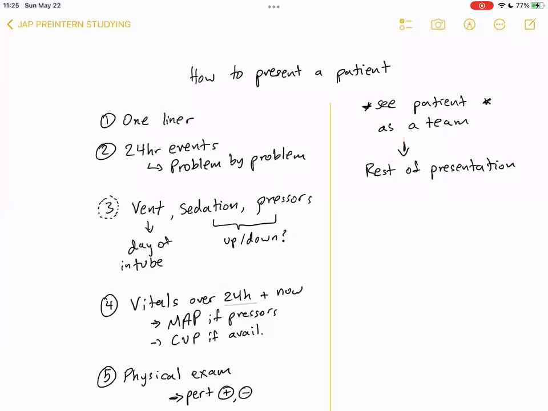I'll tell you about real quick is how do you present your patient? So now that you've seen your patient, you have your consults, you've done everything, how to present the patients. Again, this is based on when I started, I really didn't know how to fully present the patients really well.